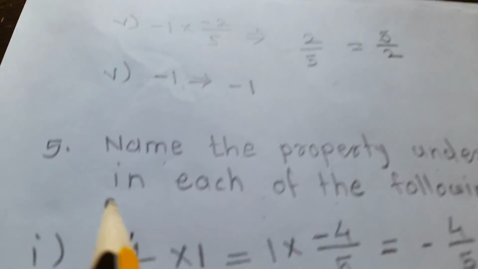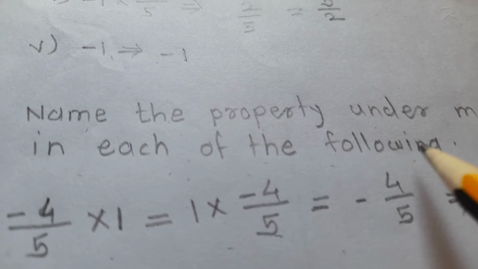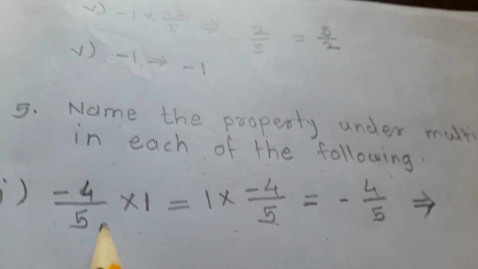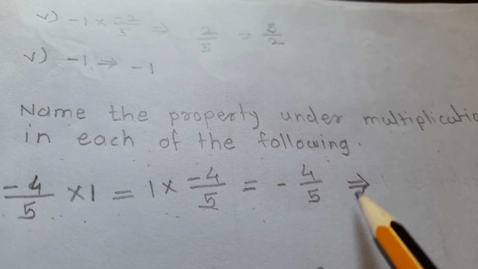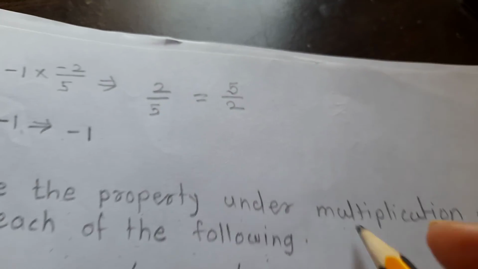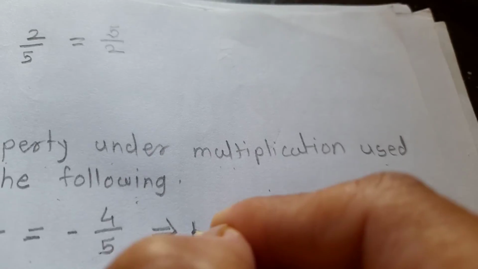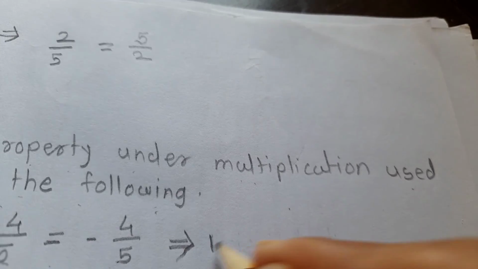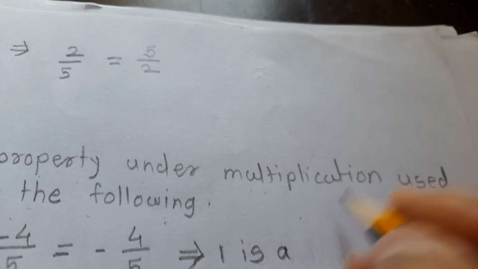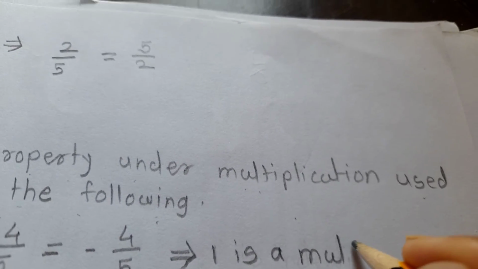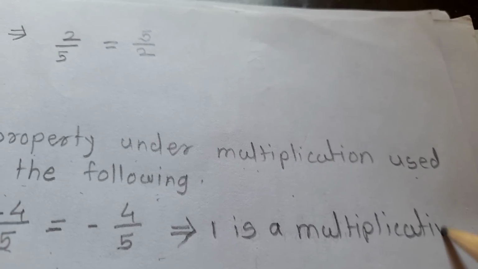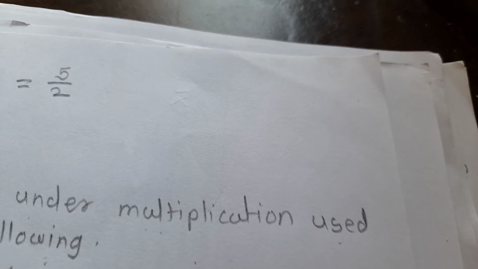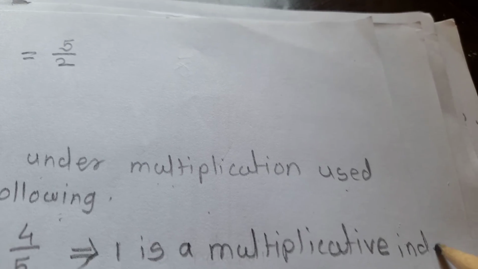Name the property under multiplication used in each of the following. First, minus 4 upon 5 into 1 is equal to 1 into minus 4 upon 5, which is equal to minus 4 upon 5. Here 1 is multiplied in each equation. Therefore 1 is the multiplicative identity. We have seen in the rules that 1 is the multiplicative identity.